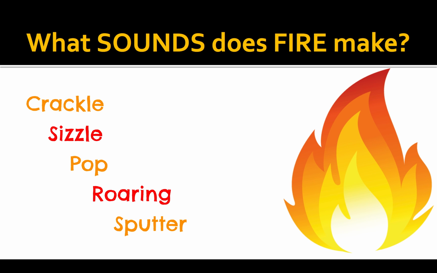So some good onomatopoeia words are crackle, sizzle, pop, roaring, and sputter. All of these try in some way to mimic the sound of fire. Now it's not perfect because it's still words, but you can kind of hear the crackle sound of the sizzling and the p of the pop, all of that trying to work together.